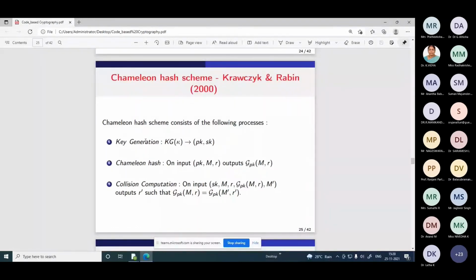But in the chameleon hash function, it will be generated using the input of the public key, the message and a random value. So one can invert using the secret key. This has a special property that one who knows the secret key corresponding to the public key can invert the function. That is the only difference between chameleon hash and ordinary hash, right?